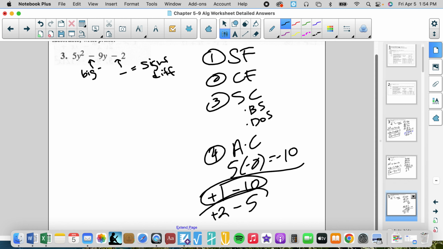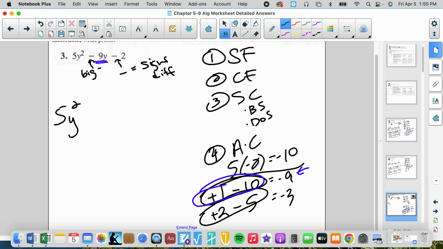These are factor pairs. The bigger, 5 of 2. 5 gets a negative. 1 and 10. 10 gets a negative. That gives us negative 9 and negative 3. My middle term is negative 9. So I'm going to use these two factor pairs with those signs. So we get 5y squared plus y minus 10y minus 2.